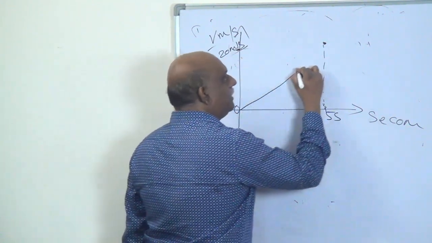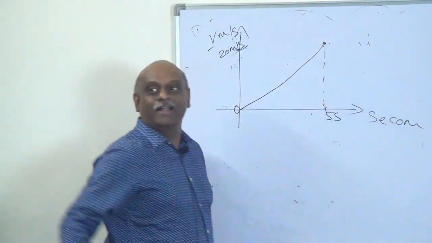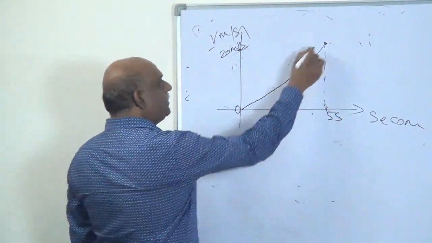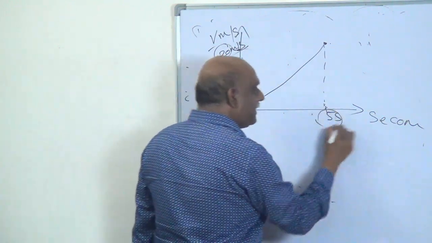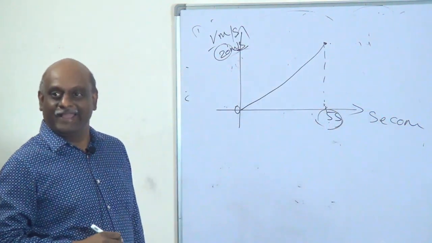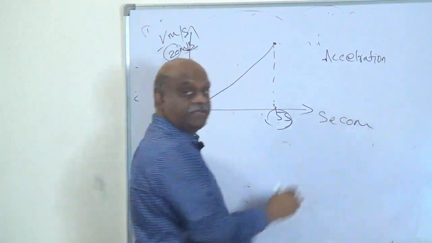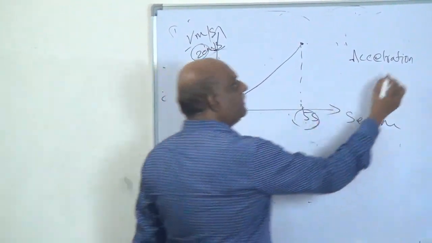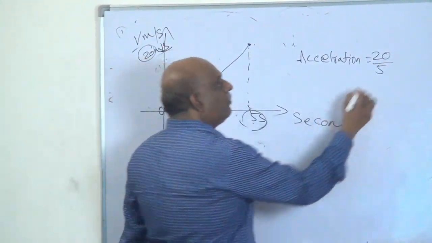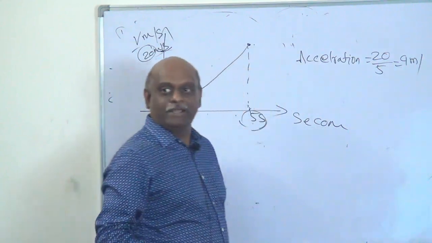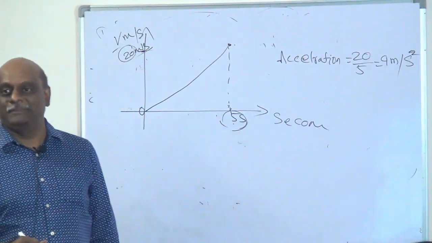सो फ्रॉम हियर टू हियर बोल के चले गया वो, और यहाँ के पॉइंट को रीच हो गया। सो रीच हुए तो वेलोसिटी कितना बन गया, 20 बन गया। और कितना देर लगा, 5 सेकेंड लगा, है ना। सो इसका एक्सेलरेशन क्या हो गया, एक्सेलरेशन इज इक्वल टू 20 डिवाइडेड बाई 5, व्हिच इज अबाउट 4 meters per second square is what you should remember.